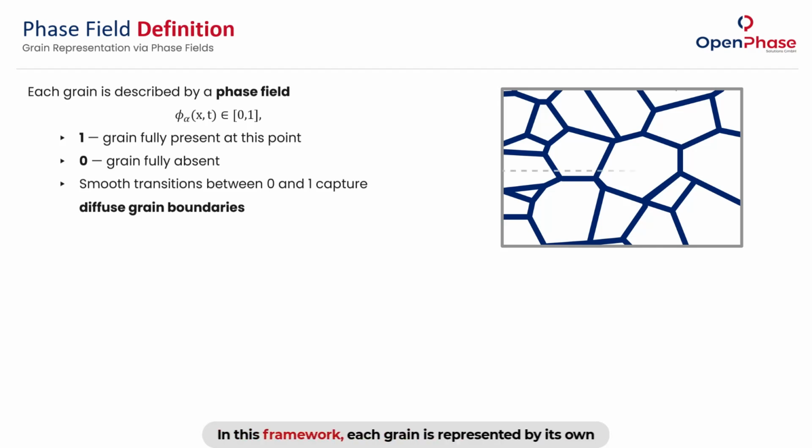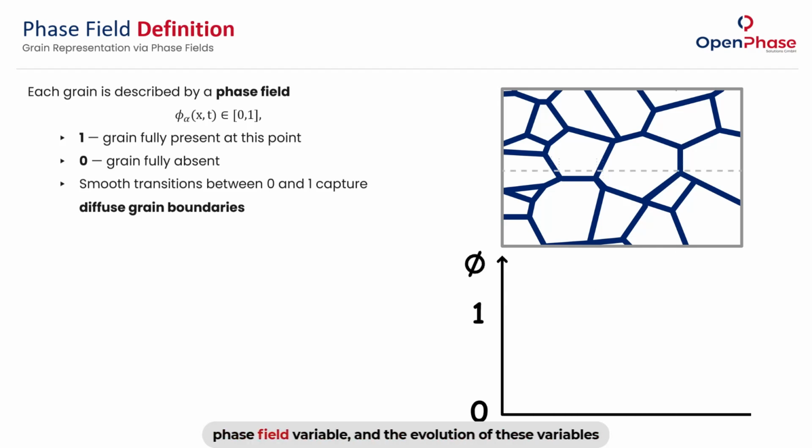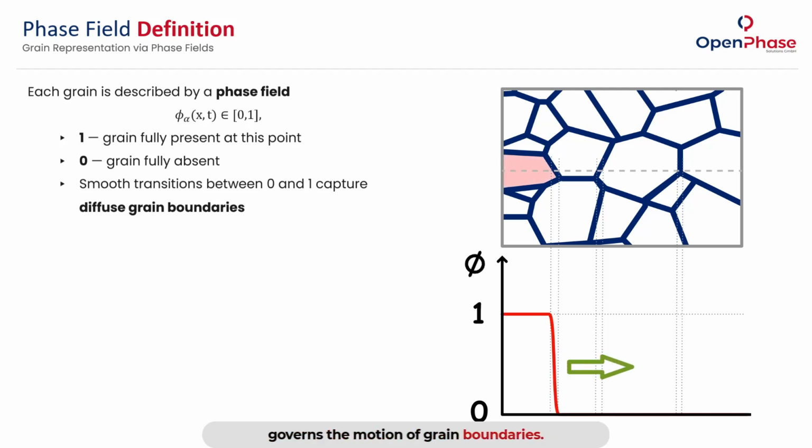In this framework, each grain is represented by its own phase field variable, and the evolution of these variables governs the motion of grain boundaries. The phase field variable takes the value 1 inside that grain and 0 otherwise. For example, if we follow the line scan, the red phase field is equal to 1 inside the red grain and 0 everywhere else, which is similar for other grains.